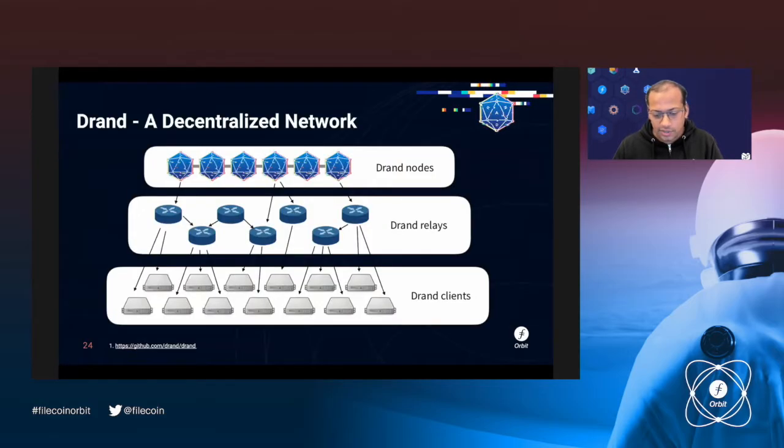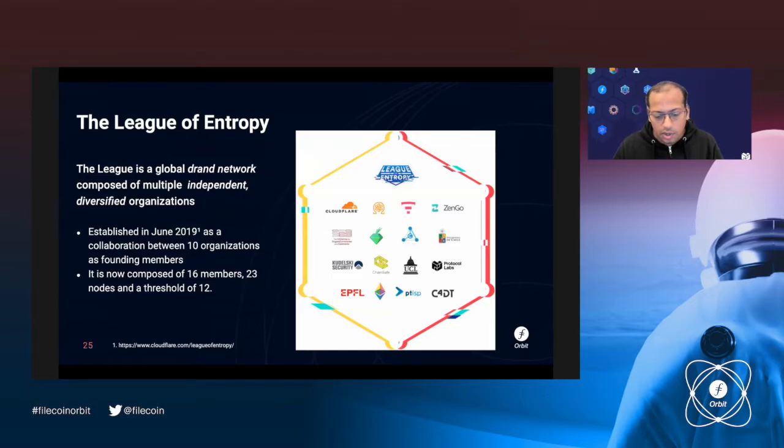Essentially, the intent was to create something very similar to NTP, a foundational internet protocol, which in this case we call DRAND, a randomness generation and randomness distribution network that can be scaled across the internet. So we have 3 layers. We have DRAND nodes, we have DRAND relays, and we have DRAND clients. And we'll talk about that a bit more. But first, just a very quick overview of the League of Entropy.